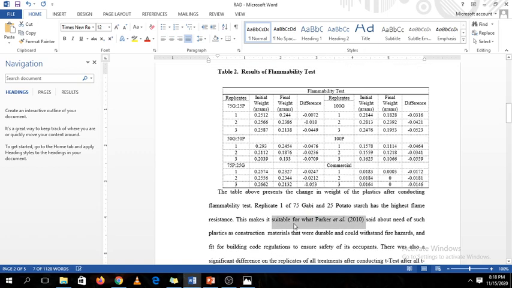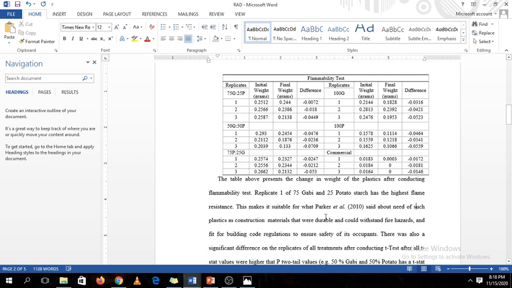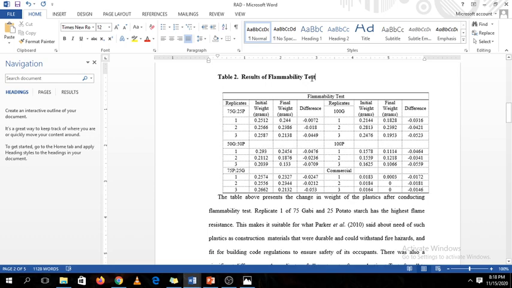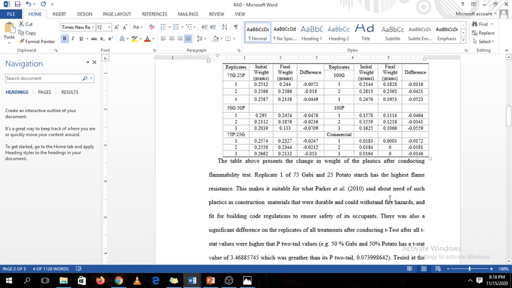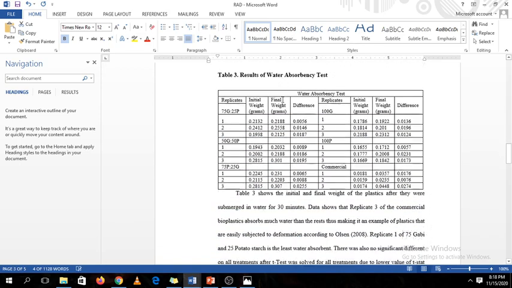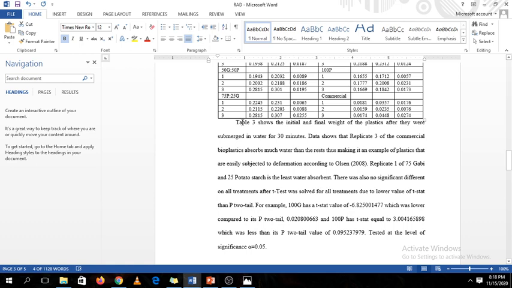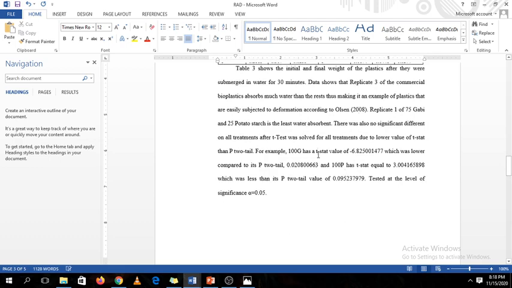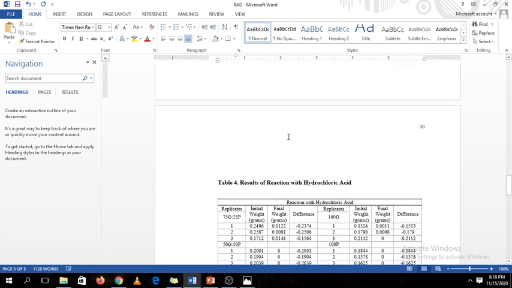Okay? So ang bakuna ni Parker et al., dapat ang aton nga mga plastics are durable and can withstand fire hazards. That's why this is related to your flammability test. Kaya may need kuno sa mga fire hazard nga plastics. Then again, water absorbency. Okay, so describe ano purpose ng table. Ano ang may pinaka-highest or lowest nga result, depende sa imong ano. Ano nga study ang ga-support, example in this case is Olsen 2008. Then your statistics whenever applicable.